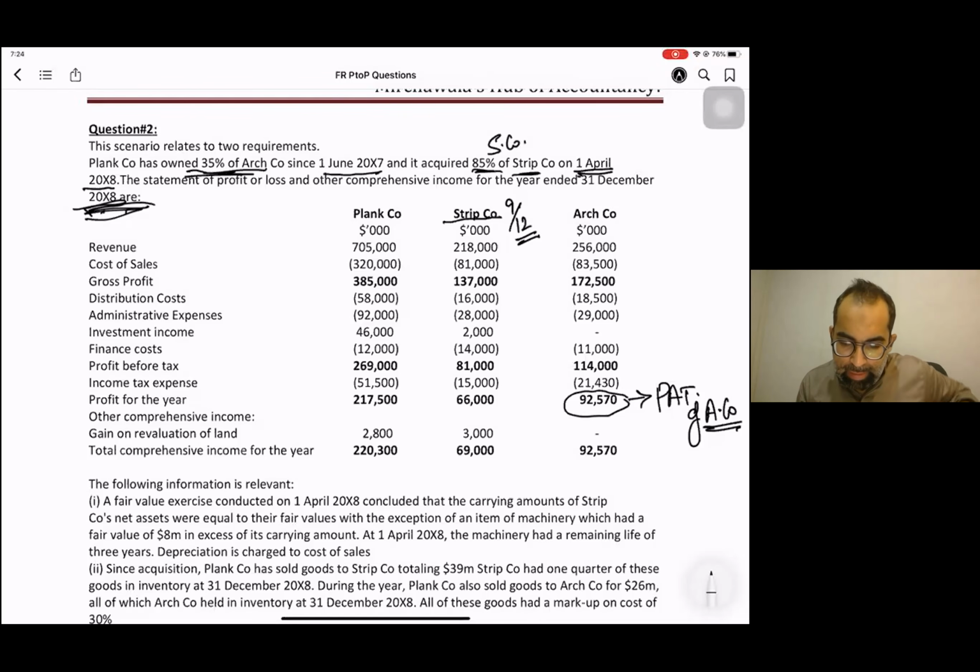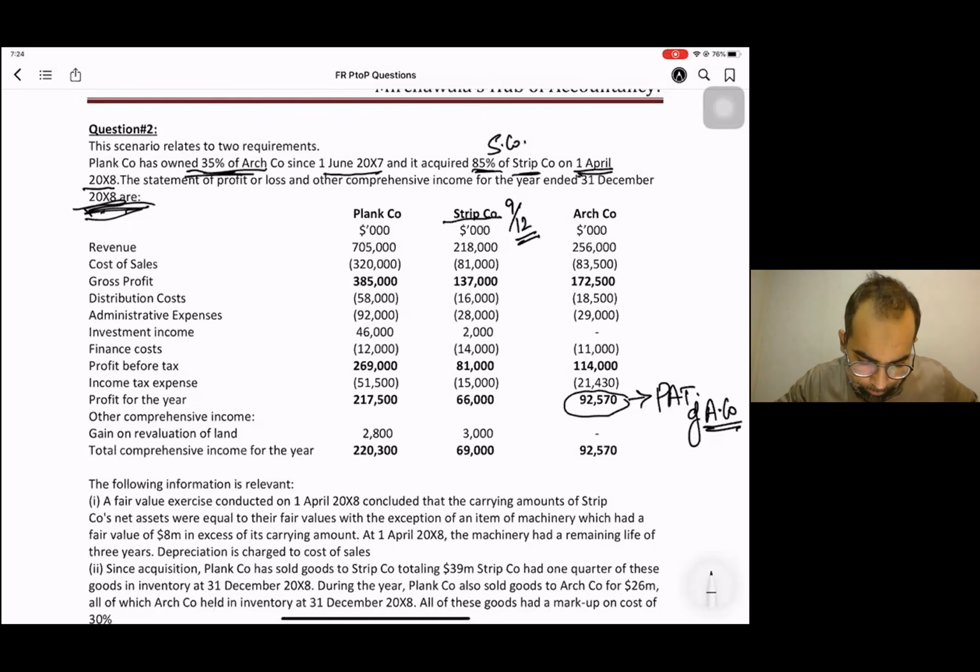Okay. So the parent company's data will come complete, the subsidiary's 9/12, and the associate definitely full year, because we bought the shares of the associate company last year. Now, just one request: I'll also solve everything with you, don't worry, but keep a calculator with you so that you can verify things immediately.